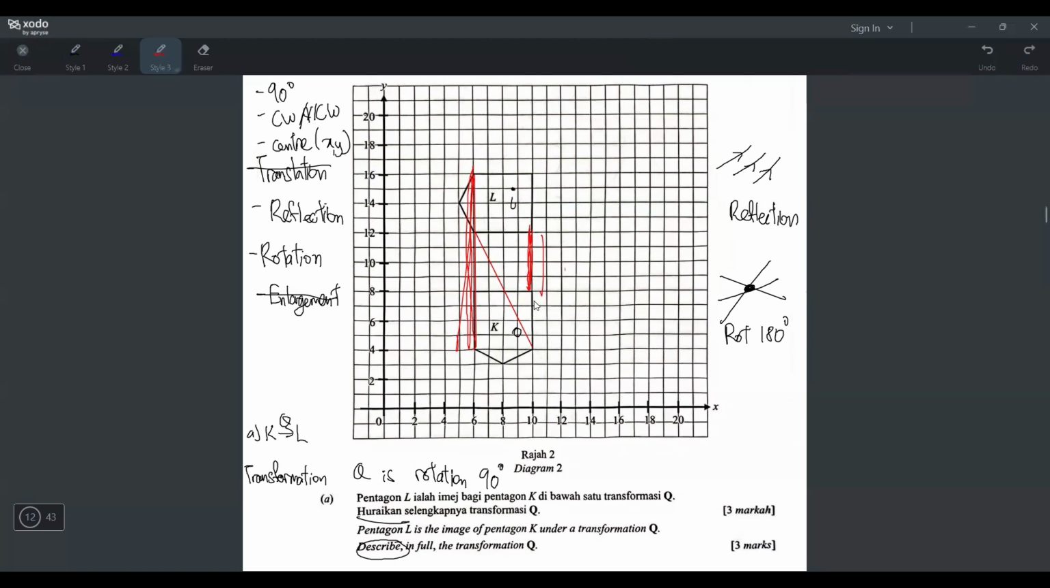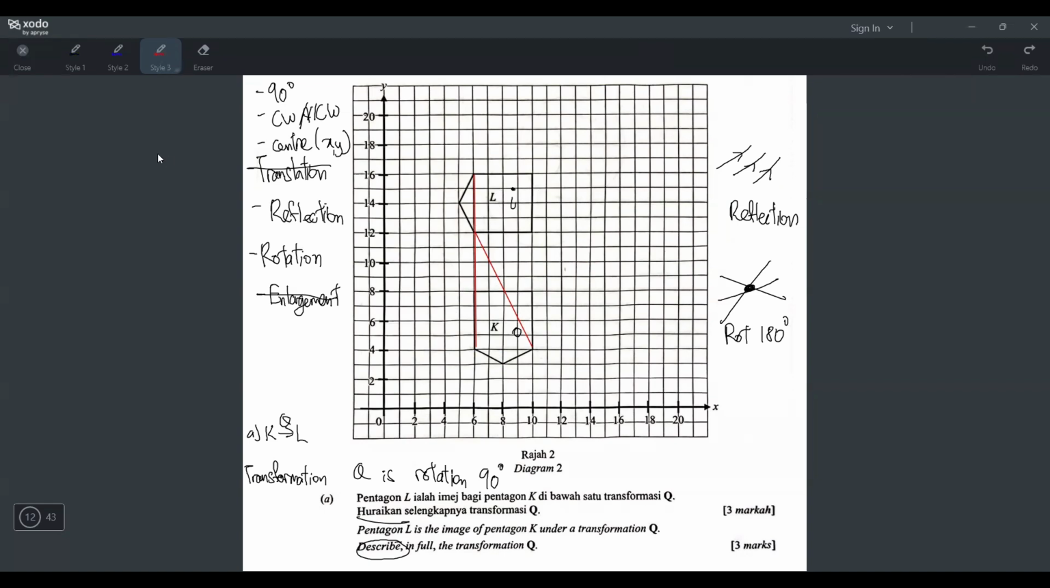And if the two lines are parallel, then later your perpendicular bisectors will be parallel also, and you can't see your center. Faham? So you have to choose two lines that are not parallel. That's why I end up choosing this and this. These two lines are good because they are not parallel. You can see they are not parallel. Okay? Dia tak selari. So when we do perpendicular bisector, you can see the intersection more clearly. Then it's much easier for you to find the center of rotation.